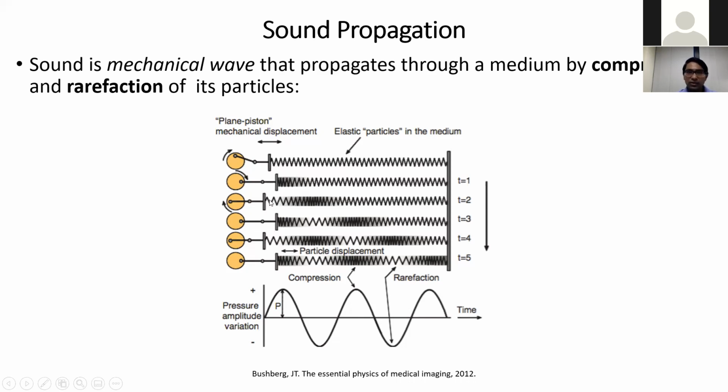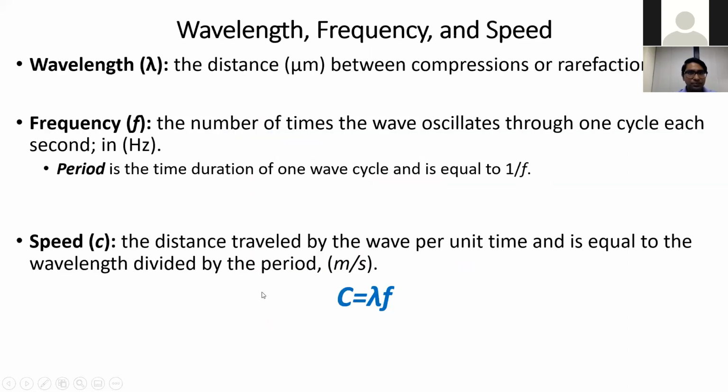When we speak also, we create these compressions and rarefactions that then travel in the medium. Compressions are usually demonstrated by positive amplitude and rarefactions by negative. On the x-axis, you can see the time, and on the y-axis, the pressure. If the pressure is high, you're seeing a compression, and if the pressure is low, you're seeing a rarefaction. Typically, compression is higher than rarefaction for ultrasound imaging. And this is how sound propagates in a medium.